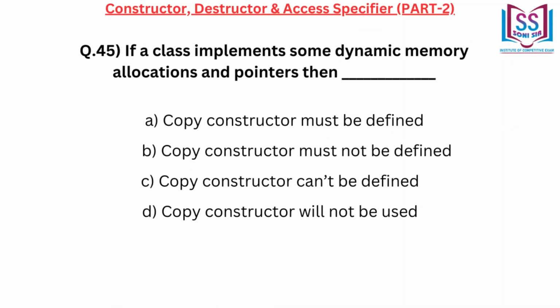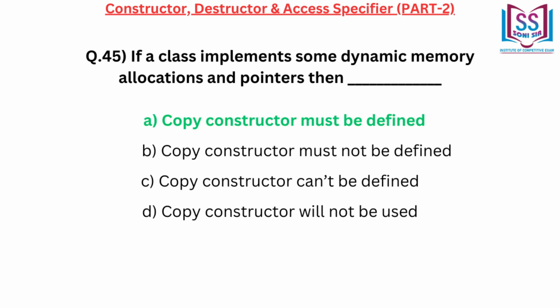If a class implements some dynamic memory allocations and pointers, then dash. A. Copy constructor must be defined. B. Copy constructor must not be defined. C. Copy constructor can't be defined. D. Copy constructor will not be used. Correct answer A. Copy constructor must be defined.